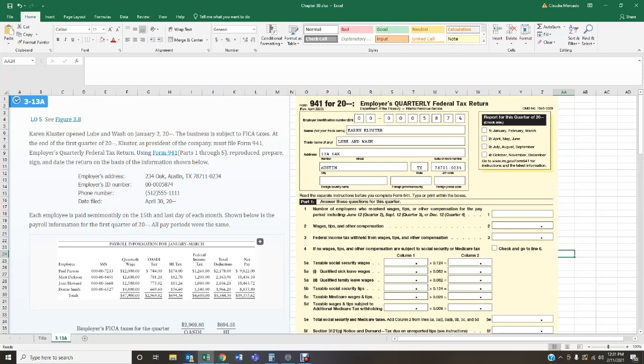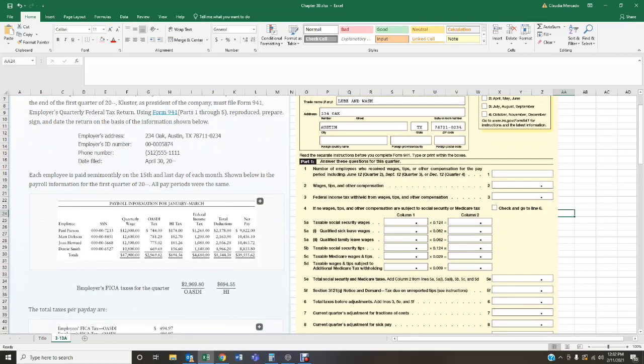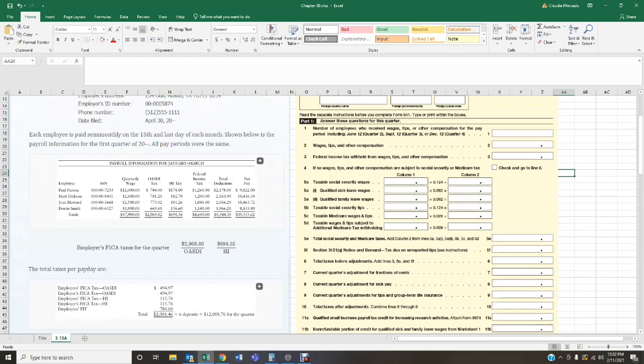Okay, each employee is paid semi-monthly on the 15th and the last day of each month. So employees get paid twice a month, on the 15th and the last day of each month. Shown below is the payroll information for the first quarter of 2020, whatever number it is. Okay, all pay periods were the same, so that is super important. All pay periods were the same, so employees got paid the same amount every semi-monthly pay period. Okay, and then below that we have the payroll information for January through March.